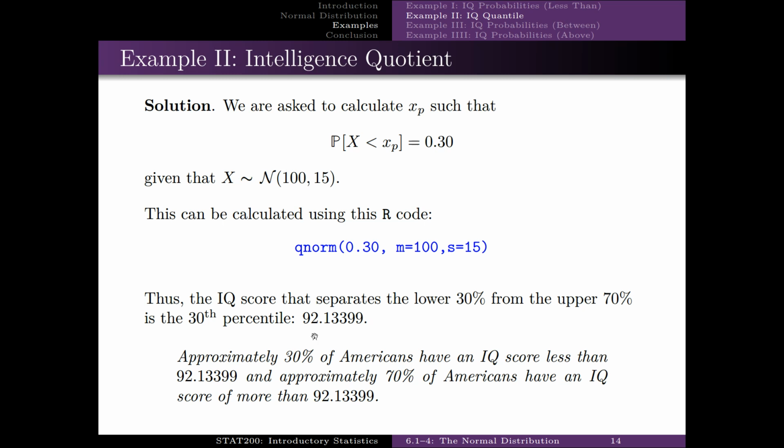92.13399. So approximately 30% of Americans have an IQ score less than 92.13399, and approximately 70% of Americans, that's everyone else, have an IQ of more than 92.13399. 30%. It's pretty frequent still. So in other words, an IQ of 90, no big deal.